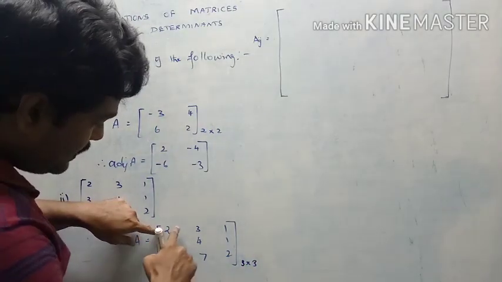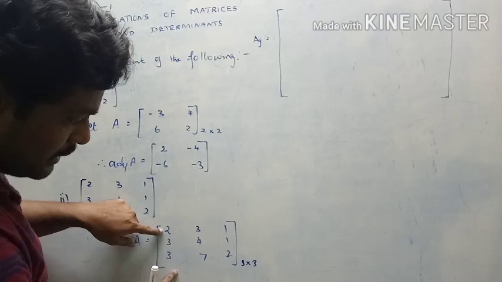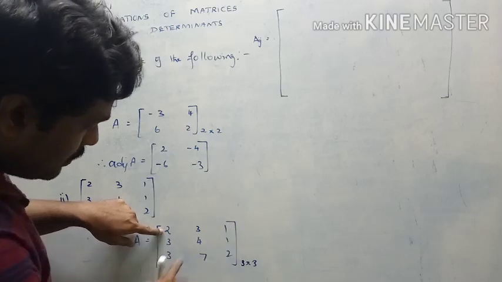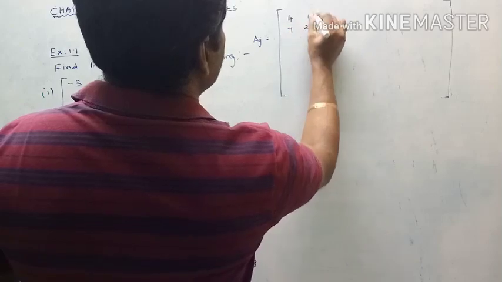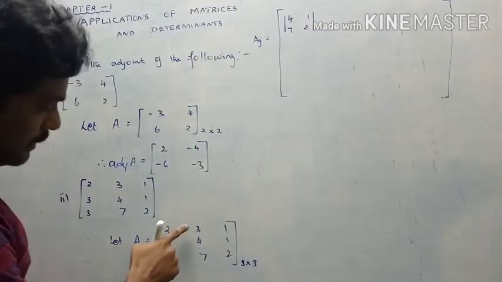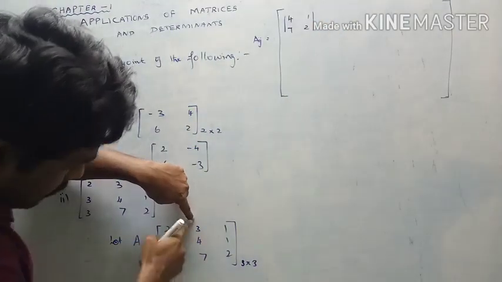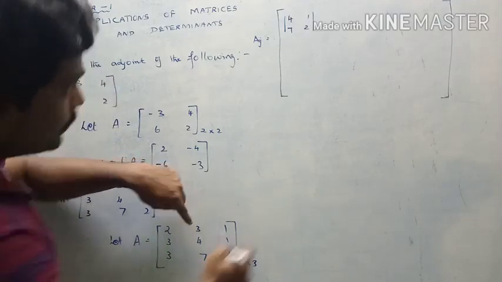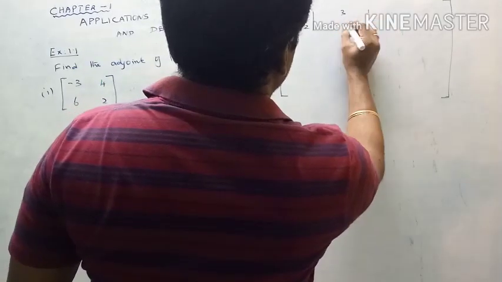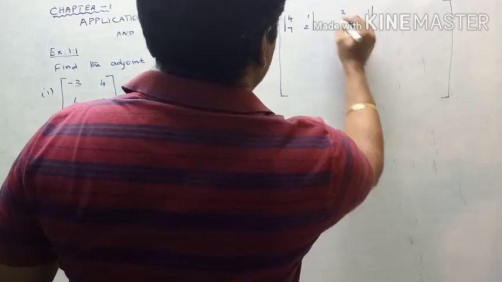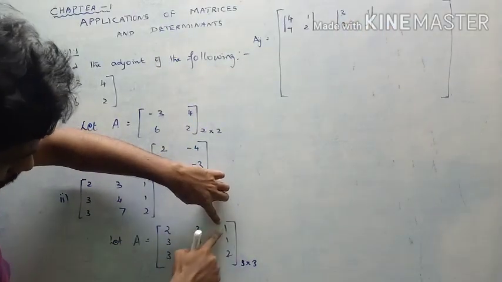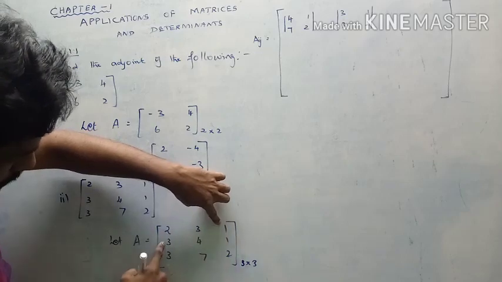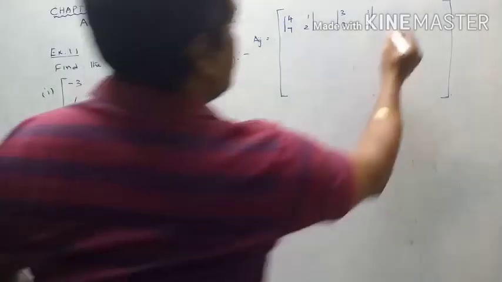For the first element, just leave the respective row and column. Already I said, just leave the respective row and column: 4, 1, 7, 2. Put it into the element. For the second element, just leave the row and column: 3, 1, 3, 2. Put it into the element. For the last one in the first row, leave the row and column: 3, 4, 3, 7.